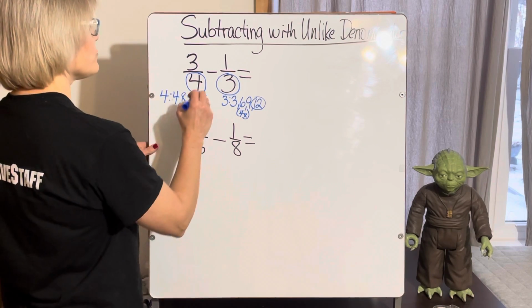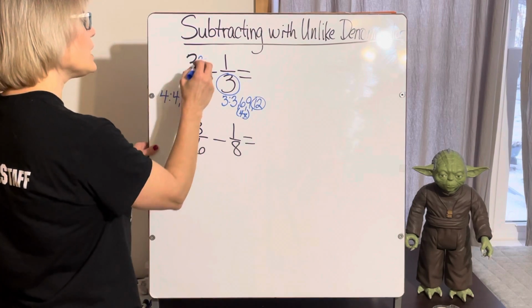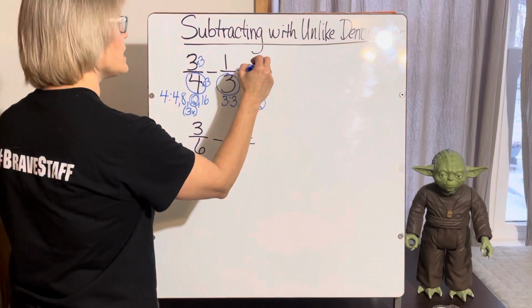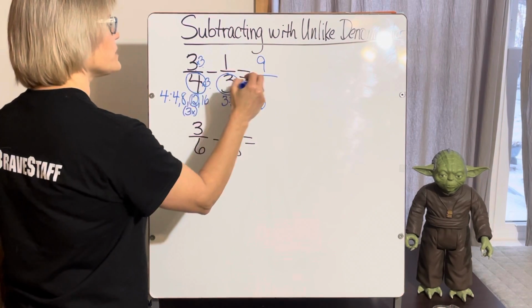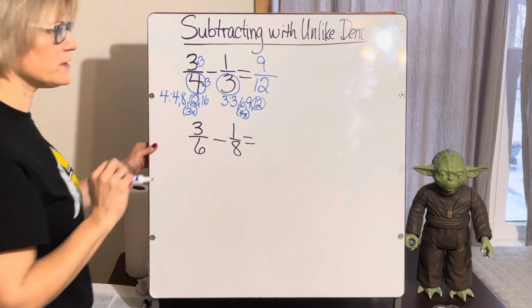So I'm taking the 3 times and I'm putting that up here. And I'm going to create this equivalent fraction. 3 times 3 is 9. 4 times 3 is 12. 3/4 and 9/12 are equivalent.